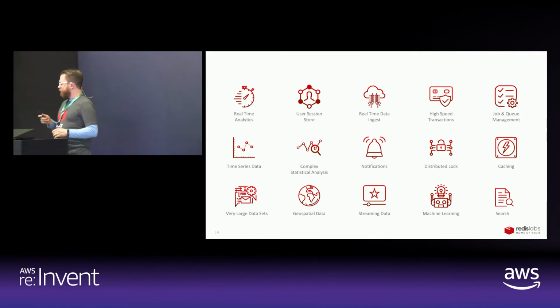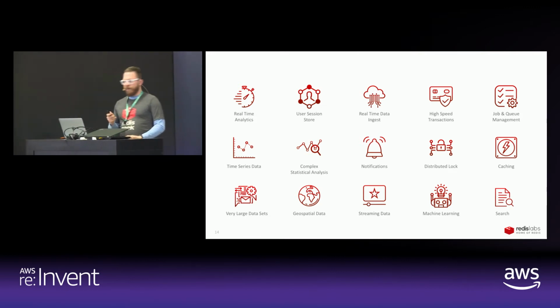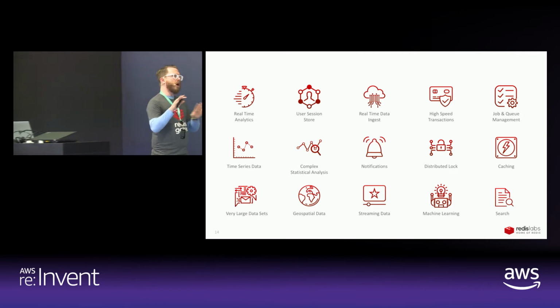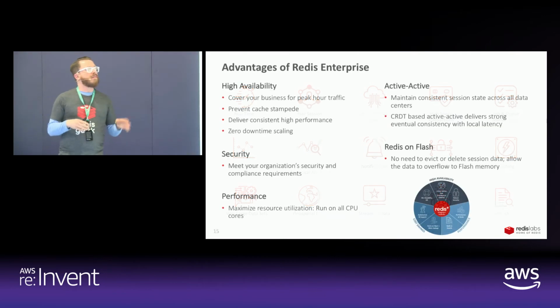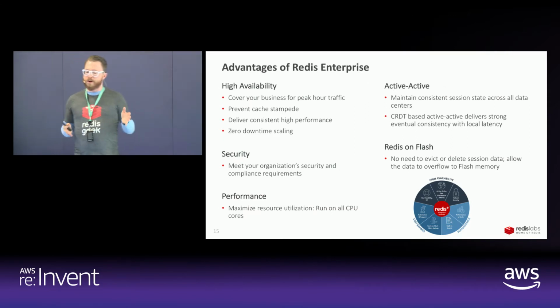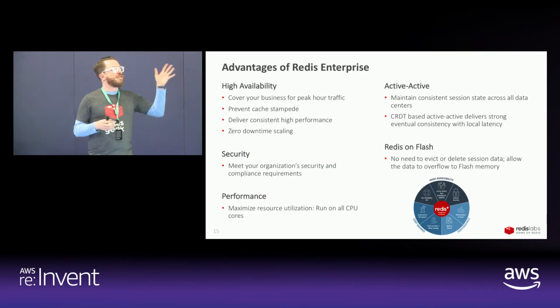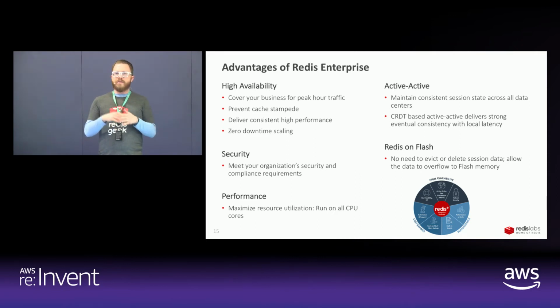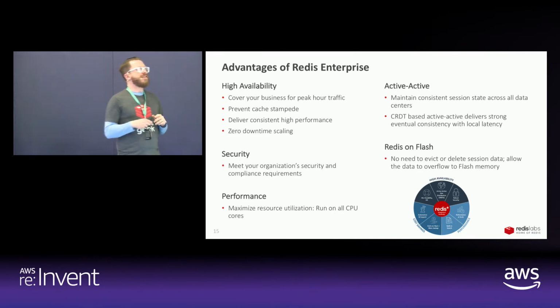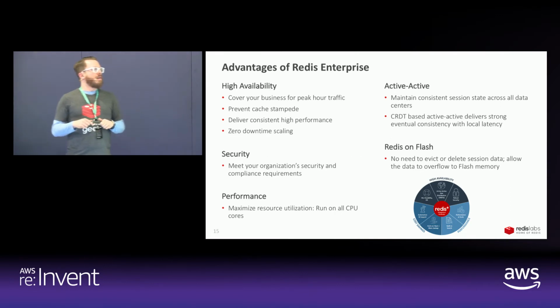So that being said, we've talked about a lot of things here, but let's take a look more specifically at Redis Enterprise, which is the enterprise-grade version of Redis. It has true high availability, allowing you to cover everything. If something goes down, it'll still be available. It has a built-in mechanism to prevent cache stampede. It has zero downtime scaling, which is super cool, right?